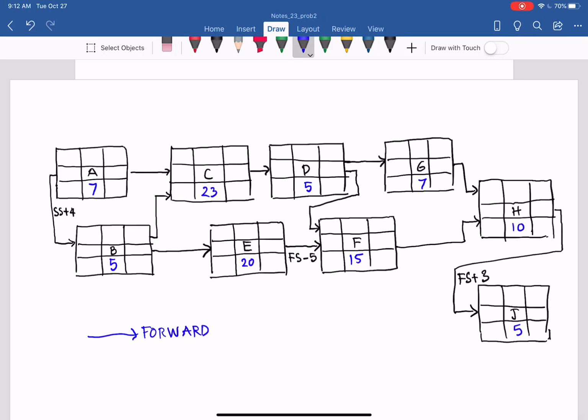We do the forward pass, from left to right, and we fill in early start and early finish. So start here at 0. There is no dummy start activity, because we only have one activity with no predecessor, which is A. So 0 plus 7 is 7. Now just a little bit slower here. You start from 0 here, and we can start B, but plus 4. So 0 at A early start, plus 4 because it is start to start.